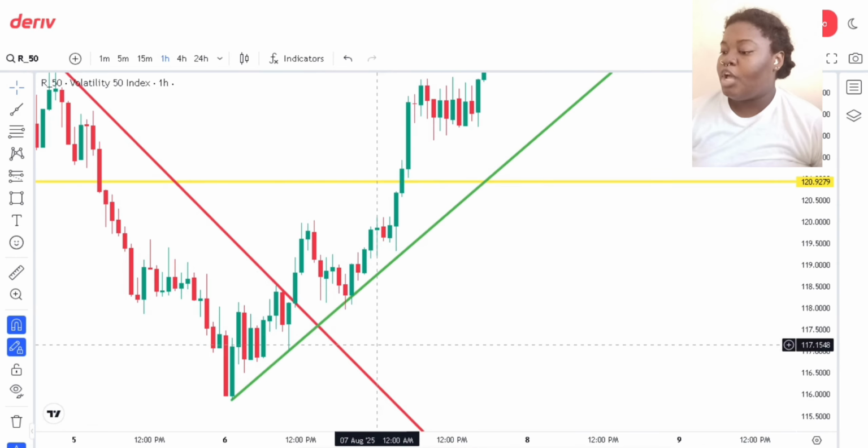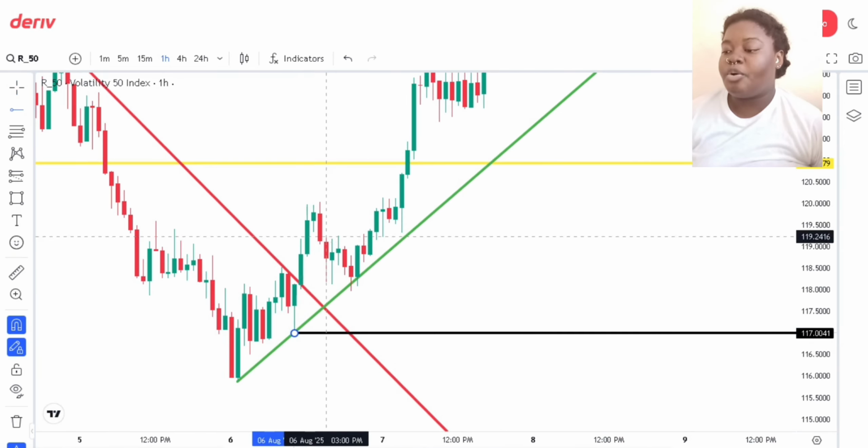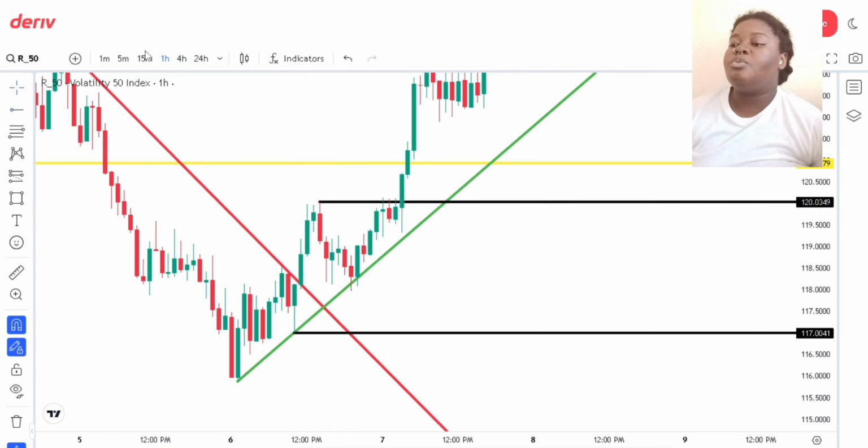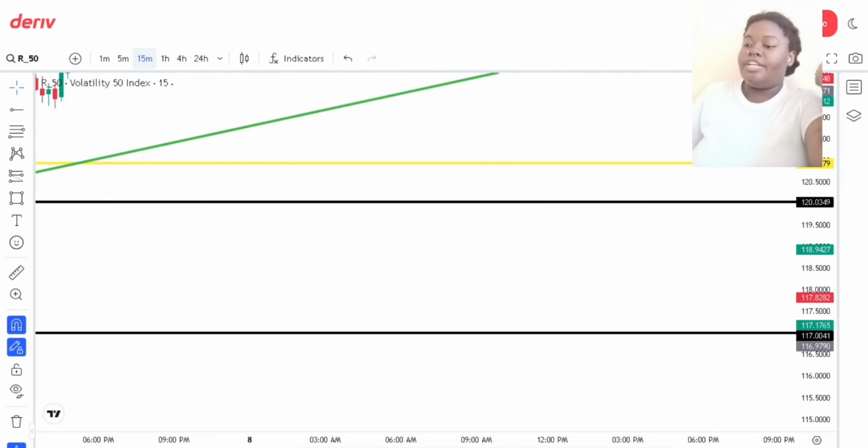All right, so now we should map out our internal structure between this low, and we are going to wait on a pullback. So the pullback happened at this level right here.